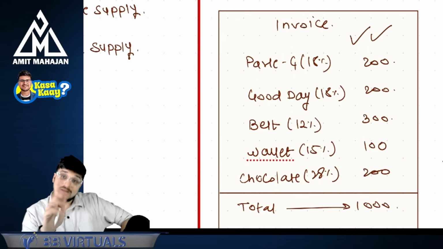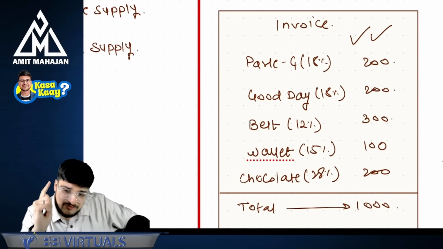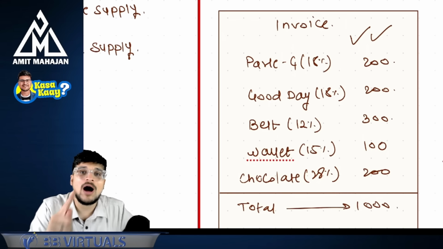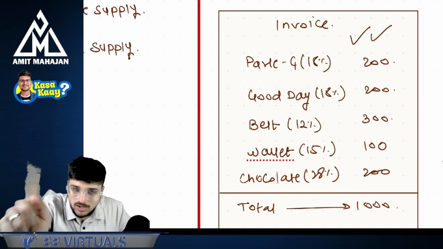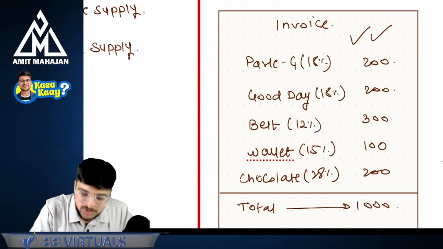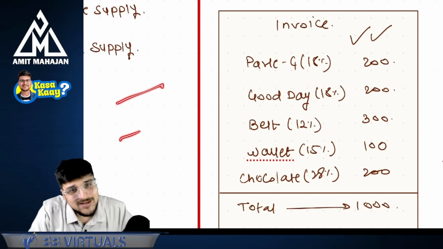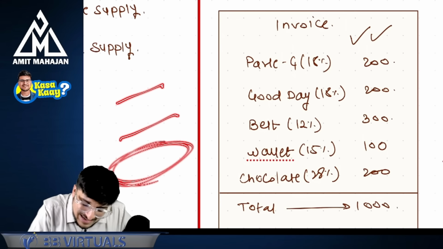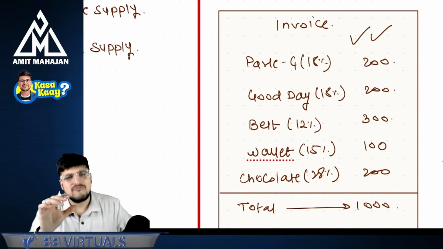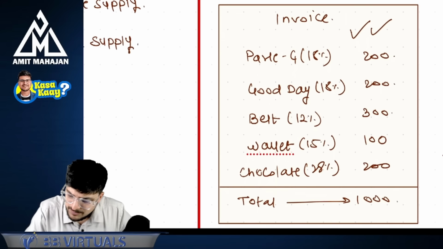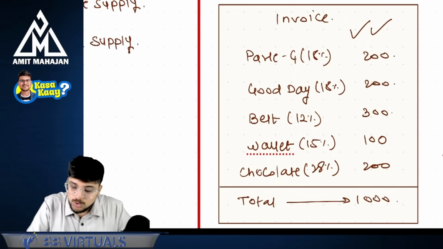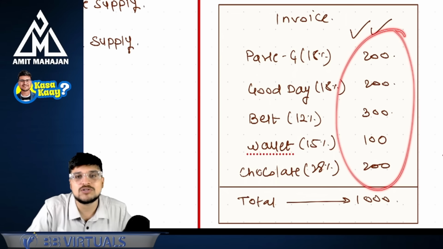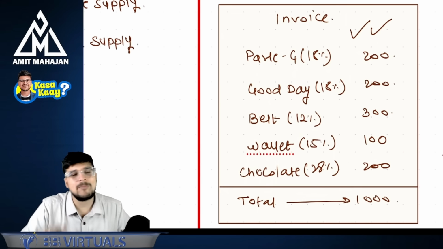If you are saying it is not a composite supply, you are right. But if you are thinking it is a mixed supply, you are a fool. This is not a mixed supply. Why not? Because two or more supplies are made in conjunction with each other for a single price. You will say, sir, single price is there, 1,000. No, this is just the total. You have bought everything independently, friend. You have bought everything independently.